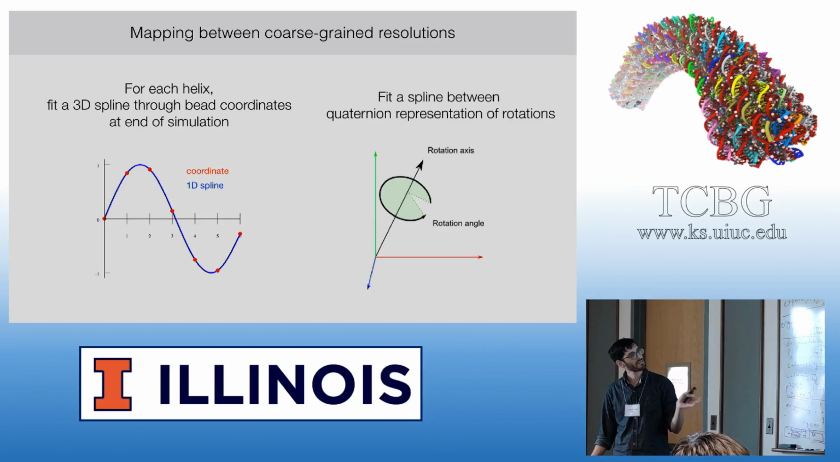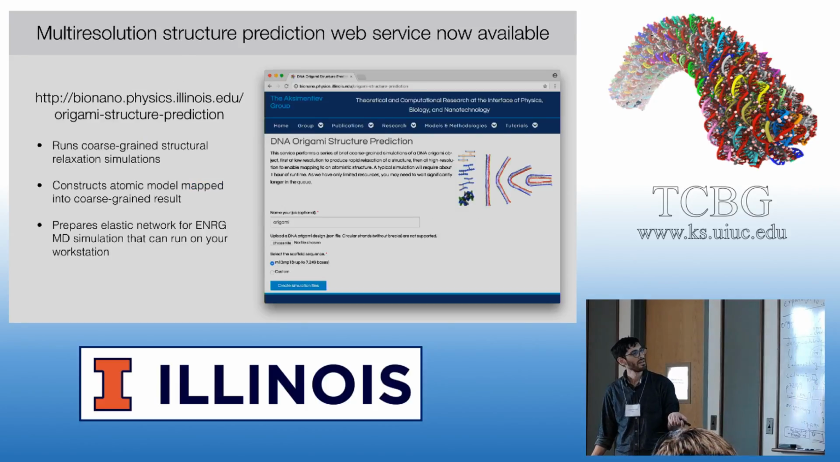And this system is already available in a web server that we have. So you can upload your JSON file, and our server will run these coarse-grained simulations and return an atomic structure to you. And it runs them on our own machines. So you're welcome to use that.